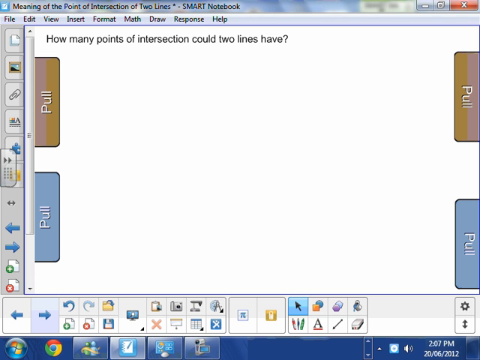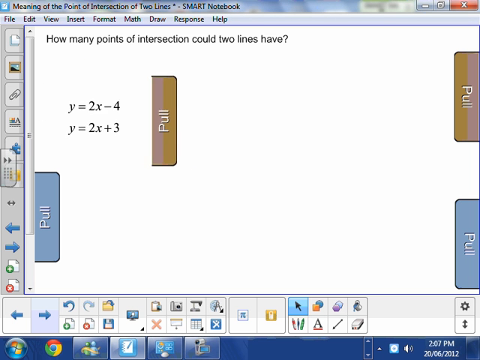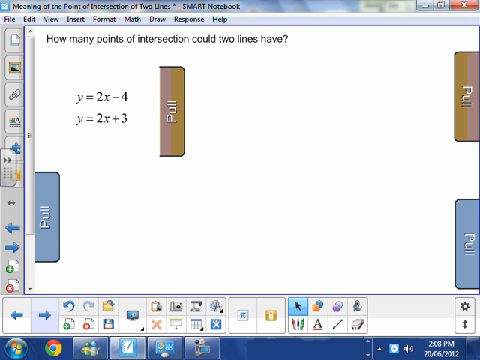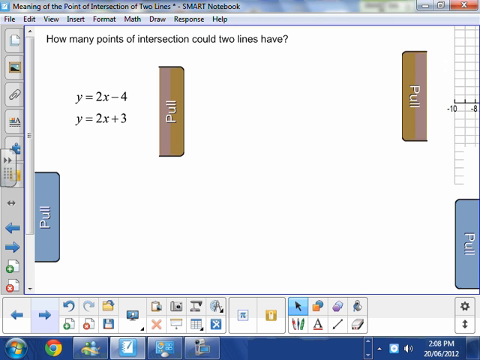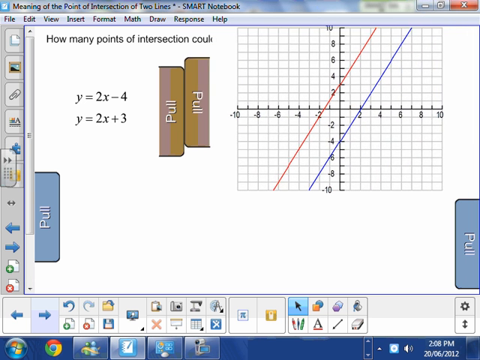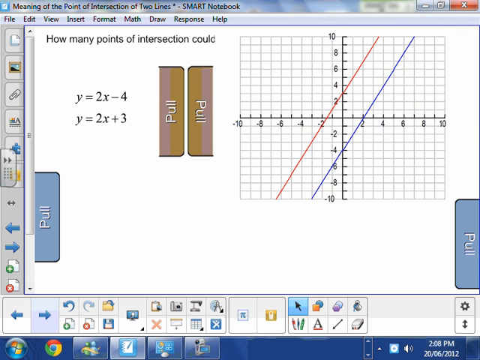I believe we already saw some, given by two equations like this, for example, 2x minus 4 and 2x plus 3. Their graphs are given there. How many points of intersection do we have in this case? We don't have any point of intersection. The lines are parallel. There is no common point. The slope of the first line is 2. The slope of the second line is also 2. They have a different y-intercept. These two lines will never intersect.